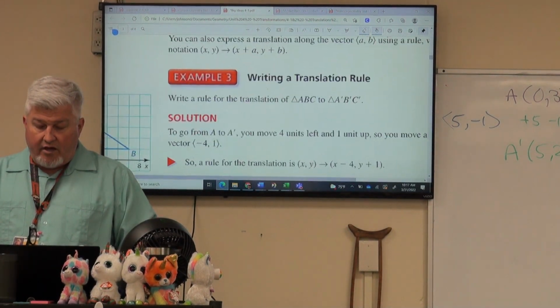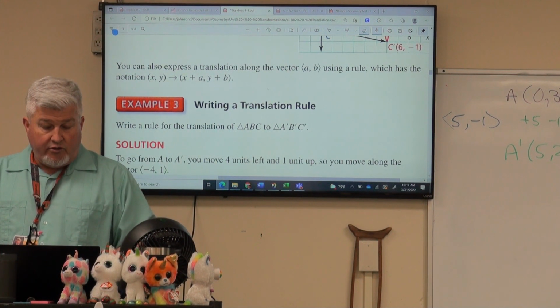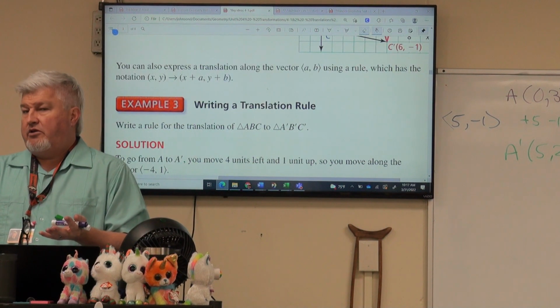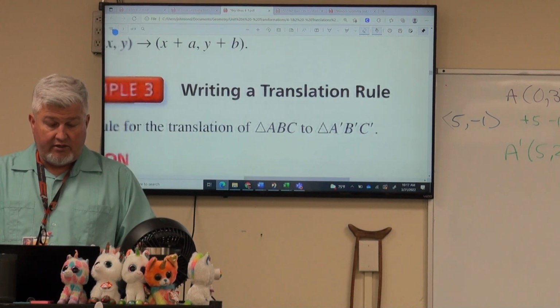Now here's a new thing for you to understand, a new term of how to do it. You can also express a translation along a vector using what's called a rule. So if you're told to write a rule of a translation, it looks like this notation right there.